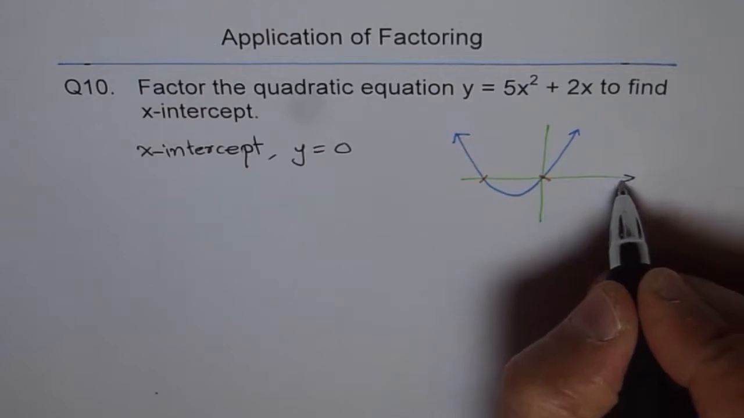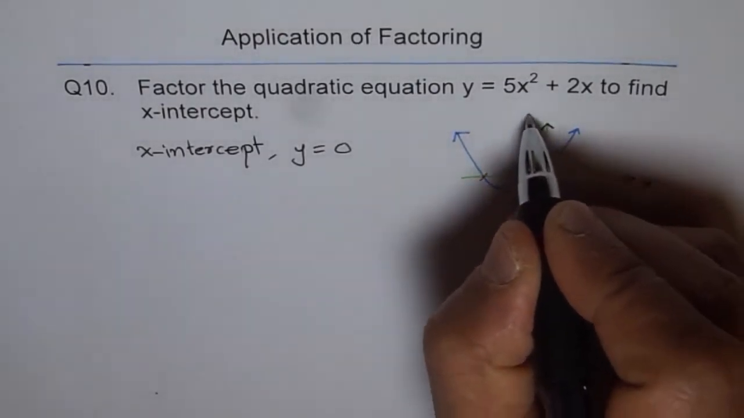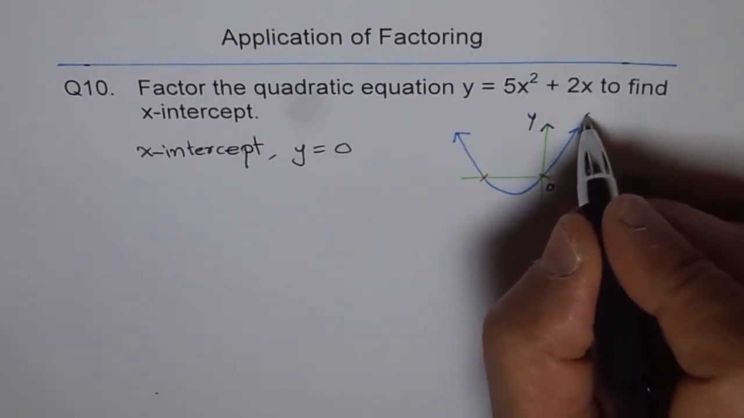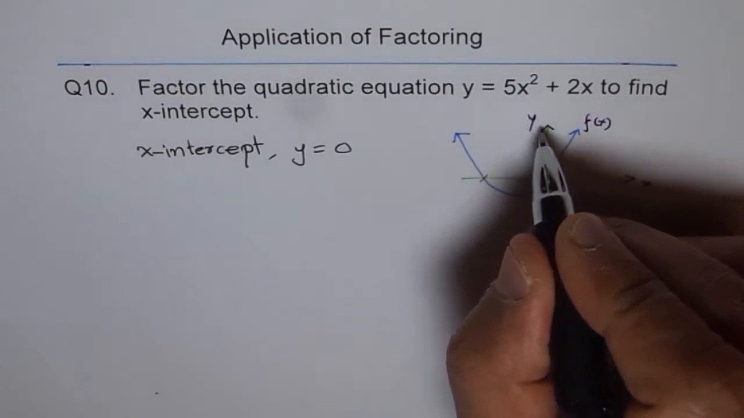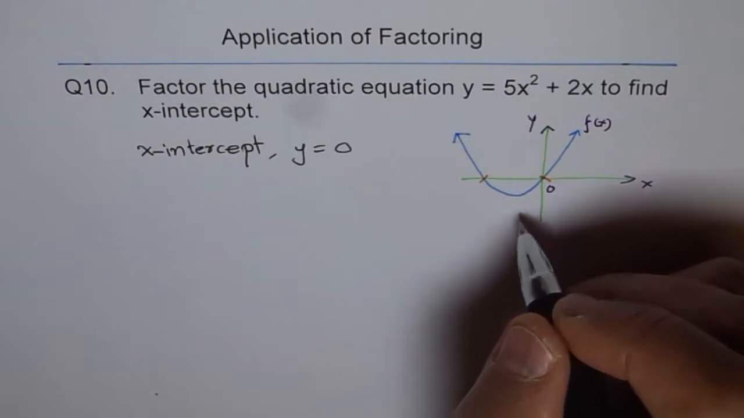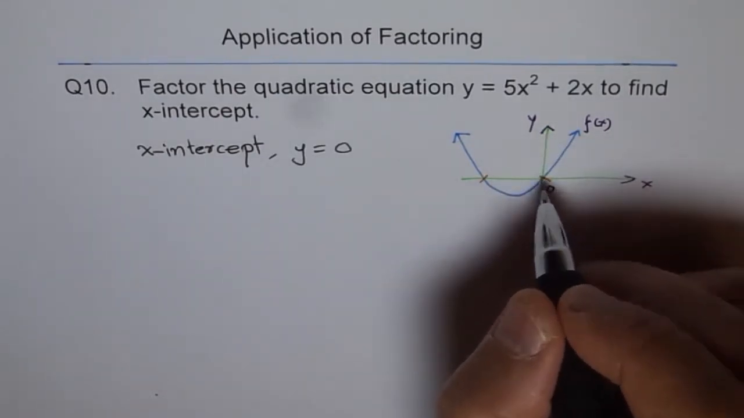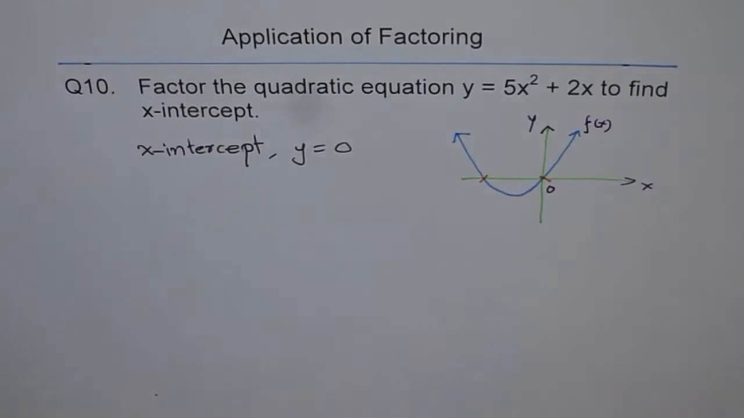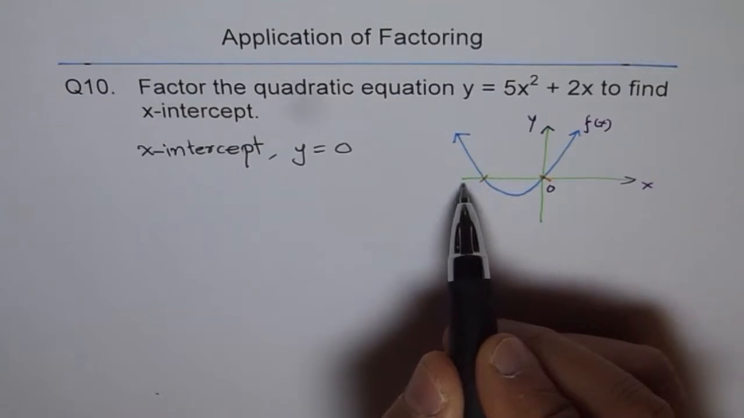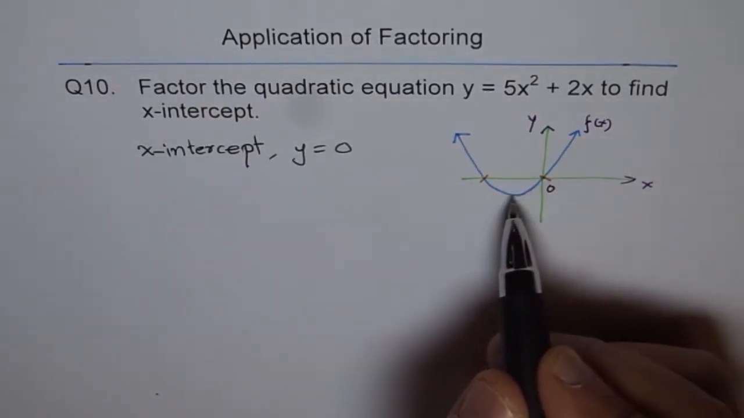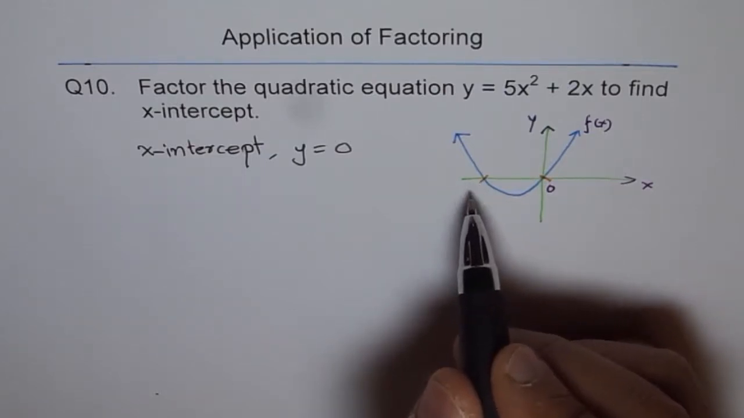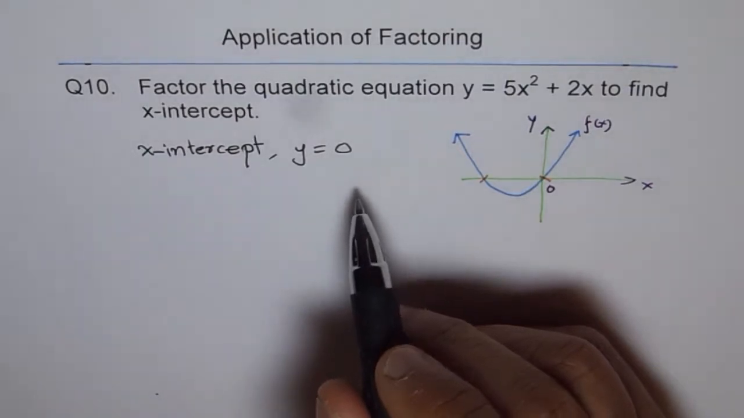So in a graph, this is the x-axis and that's the y-axis, right? This is the origin. So wherever the graph of a function, let's say this is a function f of x or y, crosses the x-axis, those points are called x-intercepts. So at x-intercepts, the y value is 0, okay? When we say find the x-intercept, we're trying to find the value of x on the x-axis where the graph crosses the x-axis, right? And the coordinates will be the value of x, and y will be 0 at those points, correct? So that's the whole thing.